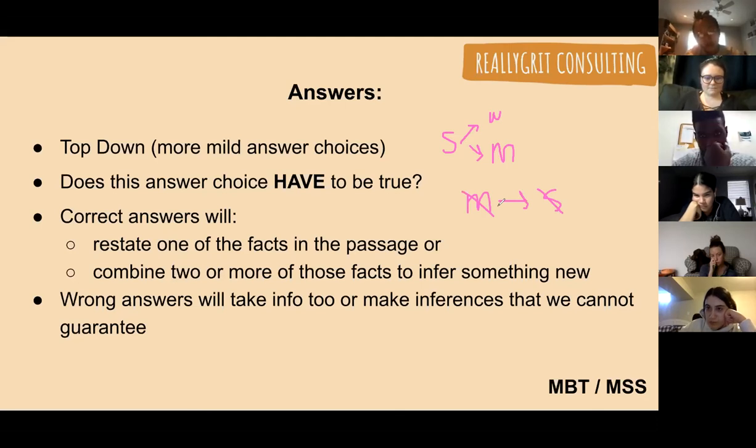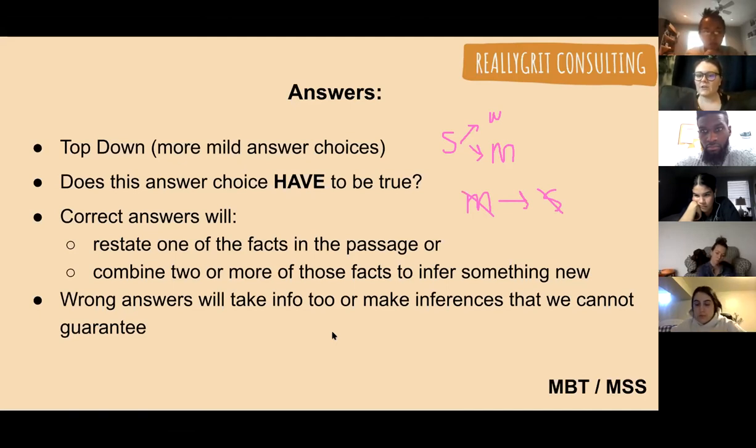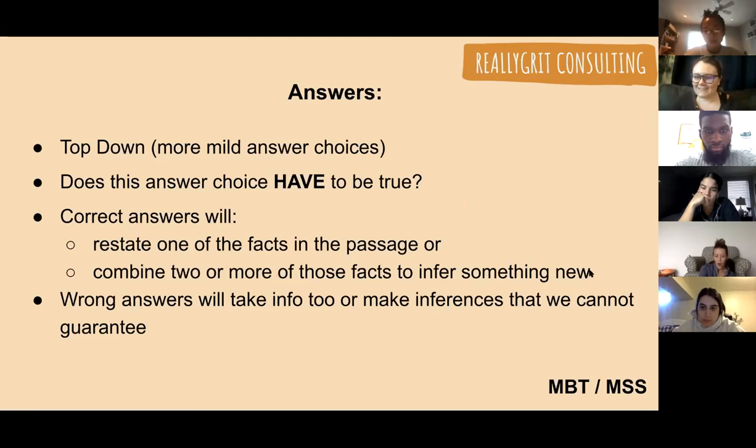Does that make that a contrapositive? Contrapositive, yep. And then how we practice drawing our own inferences, sometimes the correct answer choices will just combine two or more of those facts for us to infer or to conclude something new. And all the time you're going to see wrong answer choices that take the info too far or make inferences that we can't guarantee, but they sound really, really good. This is kind of like Anna's example of the elephants liking CrossFit. We can't guarantee that they actually like it, but that can be such a tempting answer to cross off. Or not cross off, I should say.